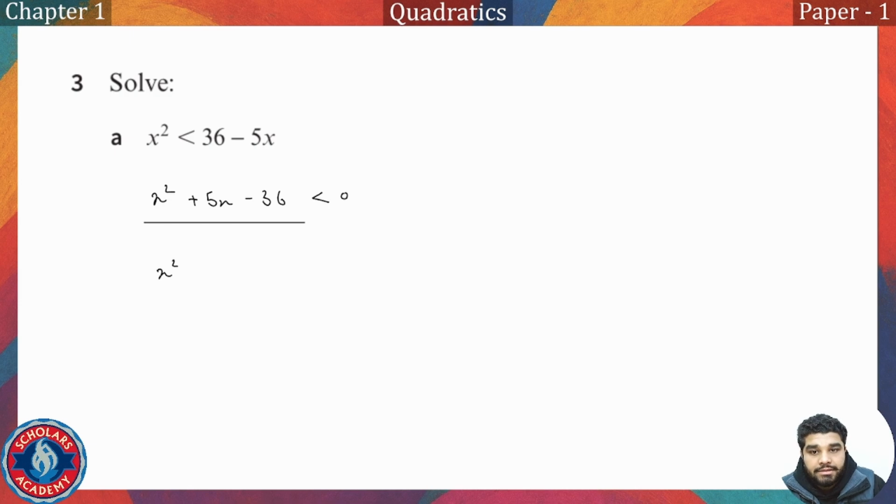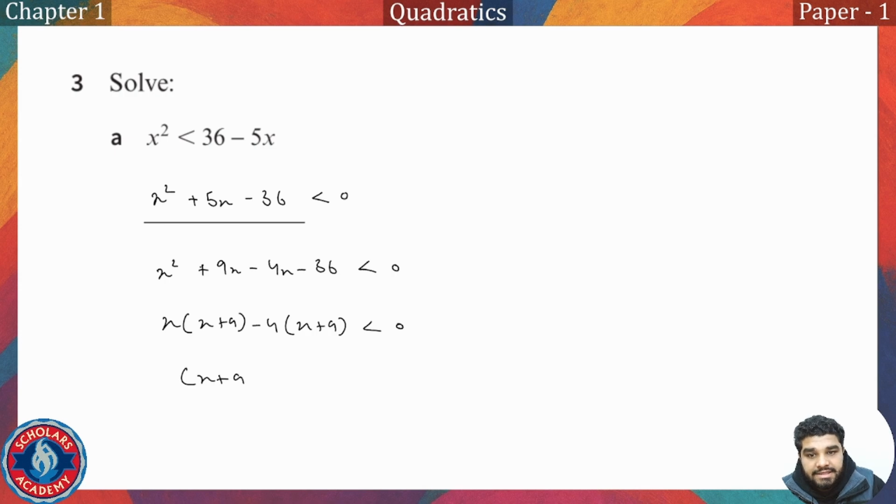x square, so we'll split this middle term. Product over here is negative of 36, right? And sum over here is 5. So we have plus of 9x and minus of 4x minus of 36 is less than 0. So factors over here are x plus of 9, and if we take minus 4 common, we get x plus of 9 less than 0.